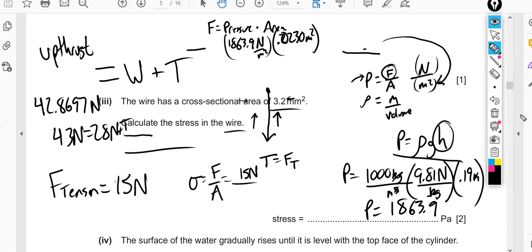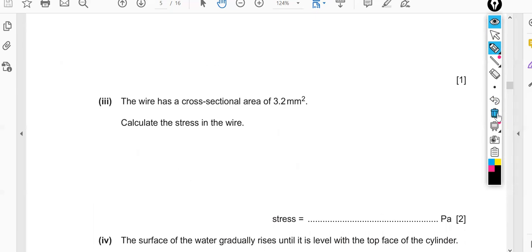So let's go ahead and clean this up a bit. There we go. And now, remember, what is stress? The joke is, it's what I'm feeling right now as I try to calculate this. 15 newtons over, all right, 3.2 millimeters squared. This squared here means millimeters times millimeters.